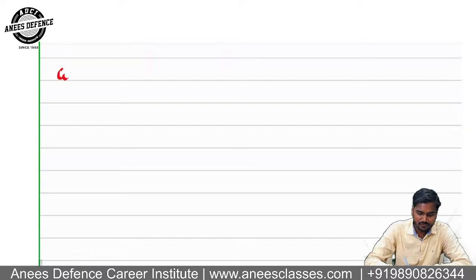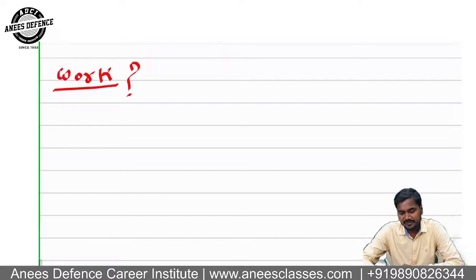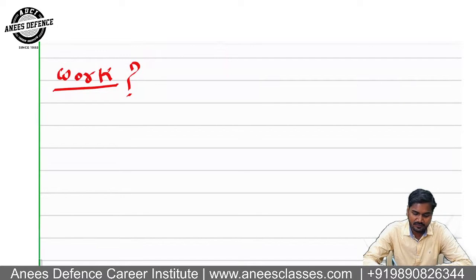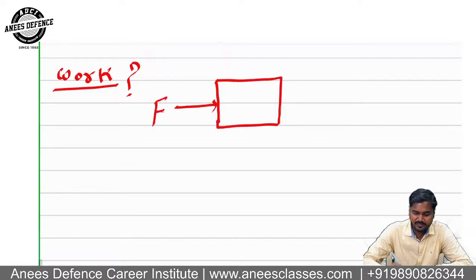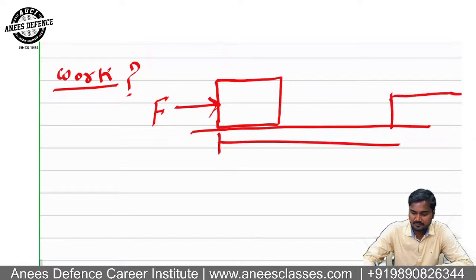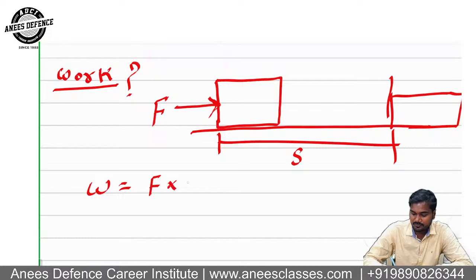According to physics, work is said to be done when there is displacement after applying force on any object. Imagine an object, someone has applied force and there is displacement due to the action of force, and displacement is S meter. So work done is equal to force into displacement.